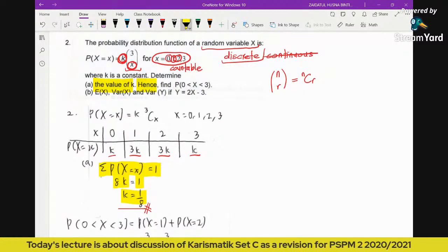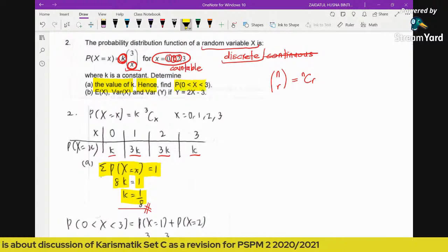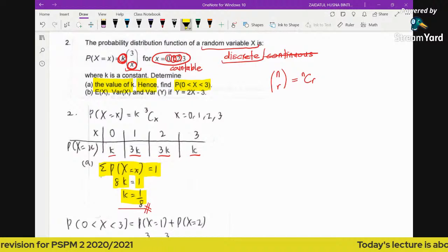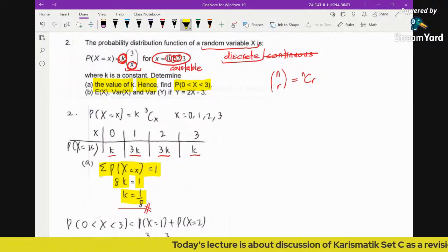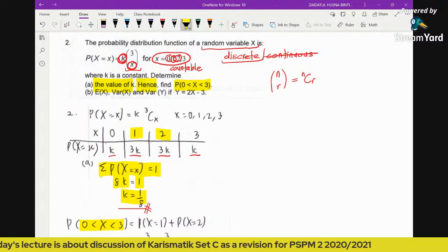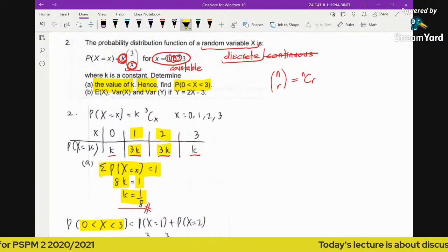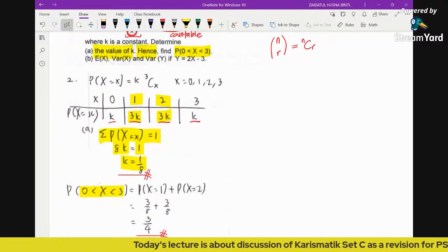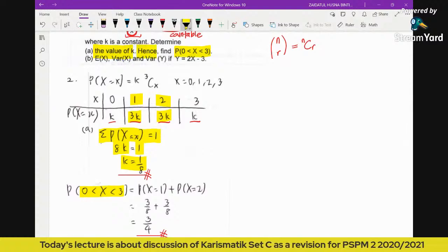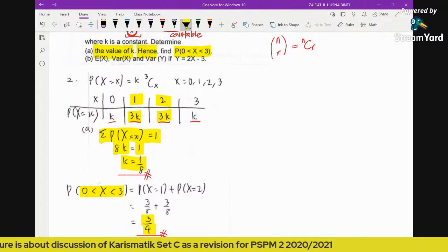Now the question says find the probability of x greater than 0 and less than 3. Please bear in mind this is a discrete random variable and the equal sign really matters. Looking at this table, the numbers which satisfy this range are 1 and 2 only. So we find the probability when x equals 1, and add the probability when x equals 2. You have 3 over 8 plus 3 over 8, which gives 6 over 8. Again, please leave the answer in the simplest form, so you get 3 over 4.